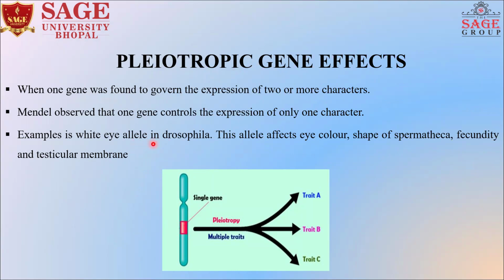But in the case of Mendel, Mendel observed and stated that one gene controls the expression of only one character. But there may be chances that one gene can govern two or more characters. That is called the pleiotropic gene effect. So the best example is the white eye allele in Drosophila. This white eye allele affects eye color, shape of spermatheca, fecundity, and testicular membrane. It means it is affecting more than two characters. It is called the pleiotropic gene effect.